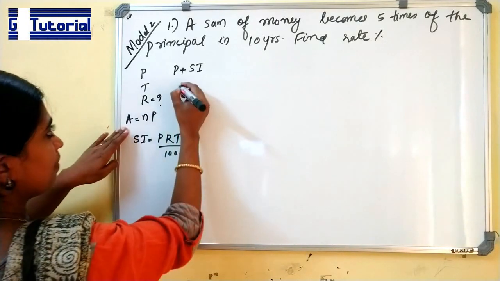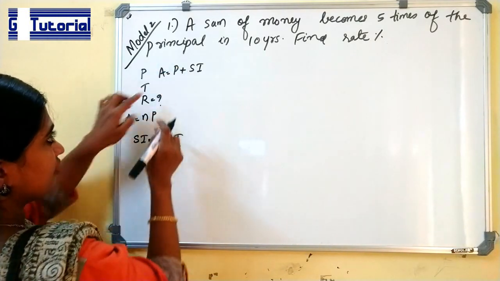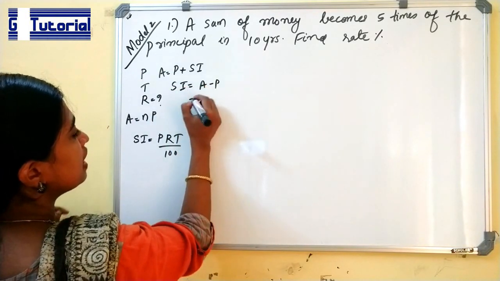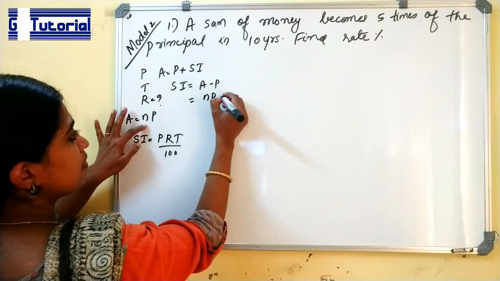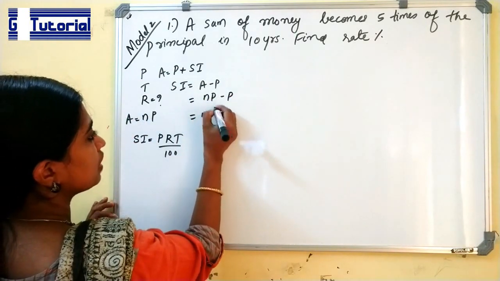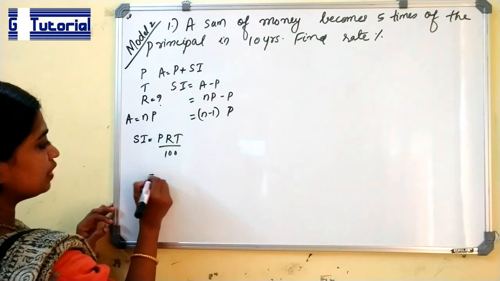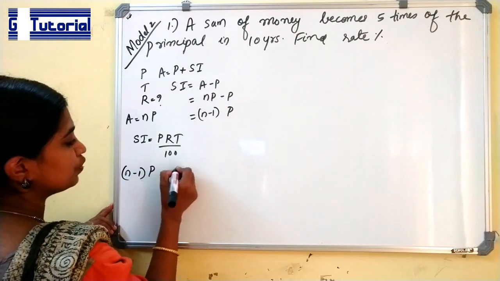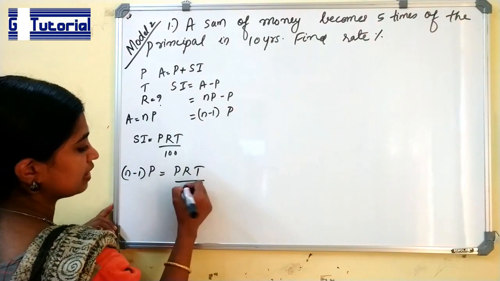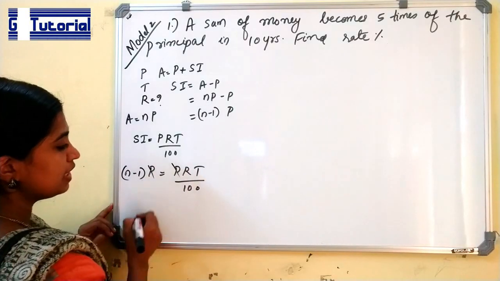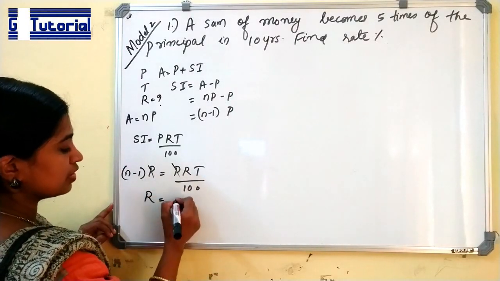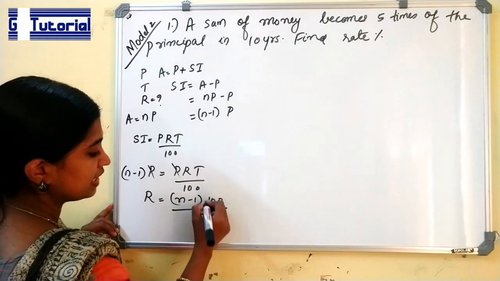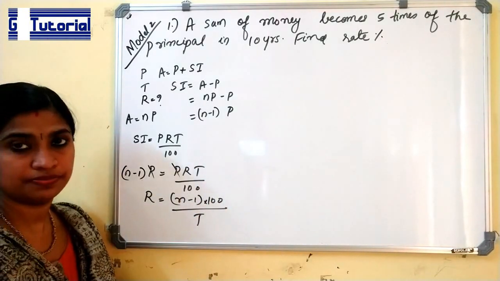From this formula, amount is equal to principal plus SI. From that we can calculate the value of SI is equal to amount minus principal. Here amount is n times principal, minus principal, which is (n minus 1) into principal. So on substituting here, (n minus 1) into principal is equal to P into R into T by 100. We can cancel P and P. So we have to find R. So (n minus 1) into 100 divided by T gives the value of rate.